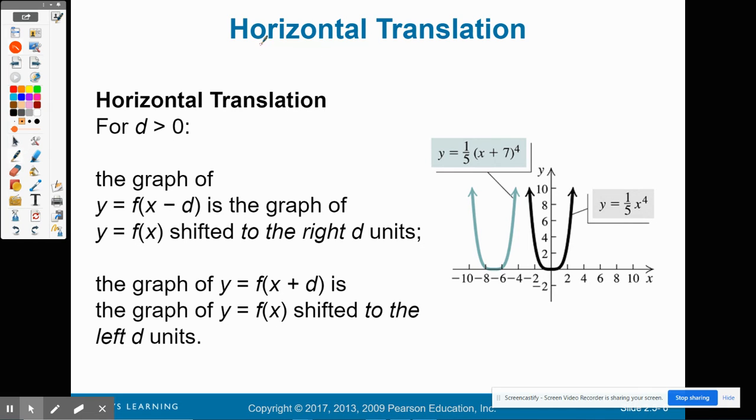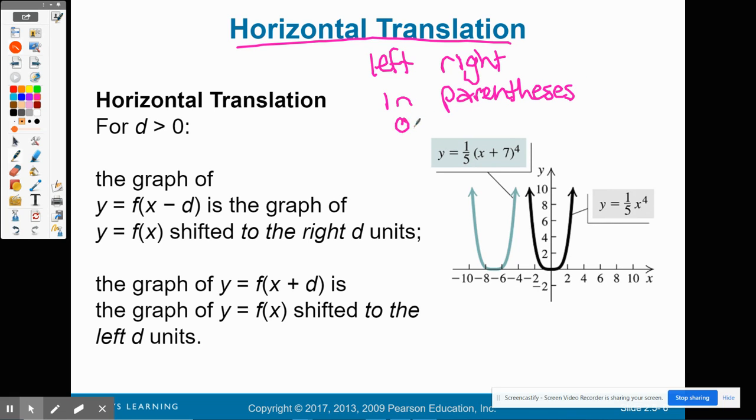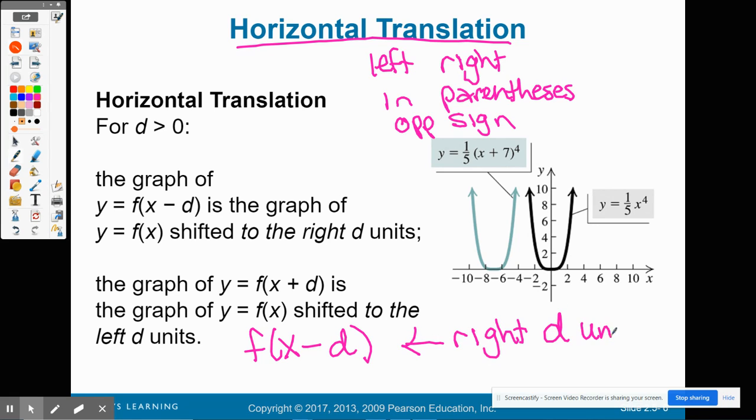Next, we're going to go left or right. Horizontal, that's left or right. And what happens there is you put something in parentheses, and you do the opposite of what maybe you think, opposite sign. So what do I mean? I mean that if it's in parentheses and they're using a D here, if it's x minus D, you think minus is usually to the left, but we're going to go to the right D units. If it's f of x plus D, you're going to go to the left D units.